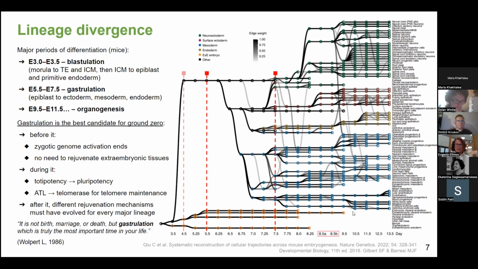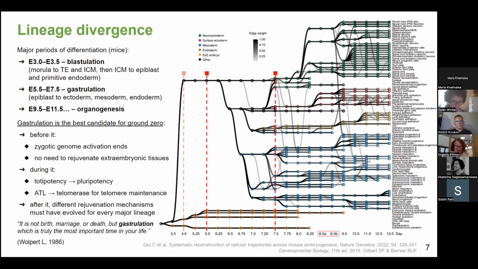cells which will give rise to some subpopulations of cells. For example, some will give rise to all the muscle tissue cells. Some of them will give rise to the immune cells, etc. So yeah, 3 major periods of differentiation we have.